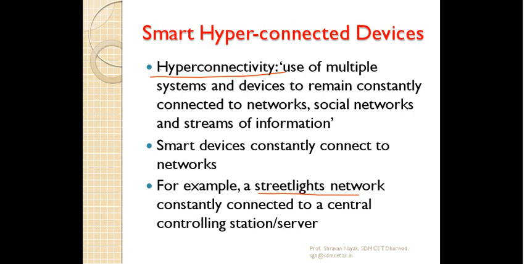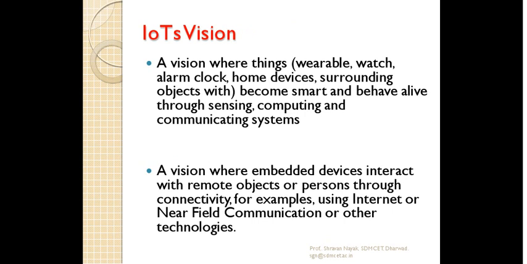Okay, so this is the meaning of smart hyper-connected devices. Hyperconnectivity: use of multiple systems and devices to remain constantly connected to network, social network, depending upon the requirement, and stream of information. Okay, now let me come to the next point, wherein we have the vision of IoT. I am going exactly as per what is given in your syllabus. I don't want to deviate right now, because that will be confusion.